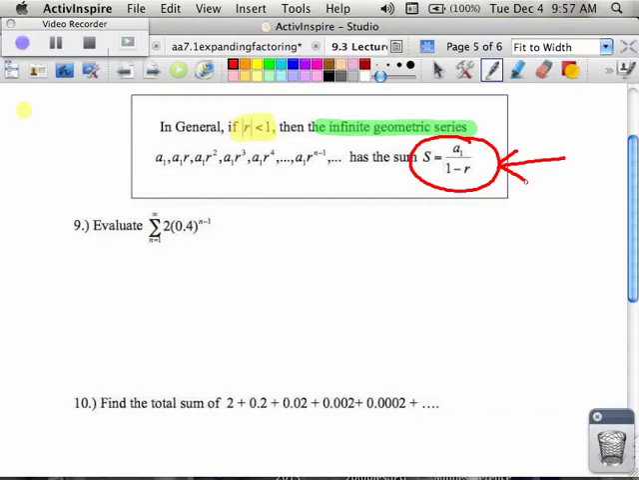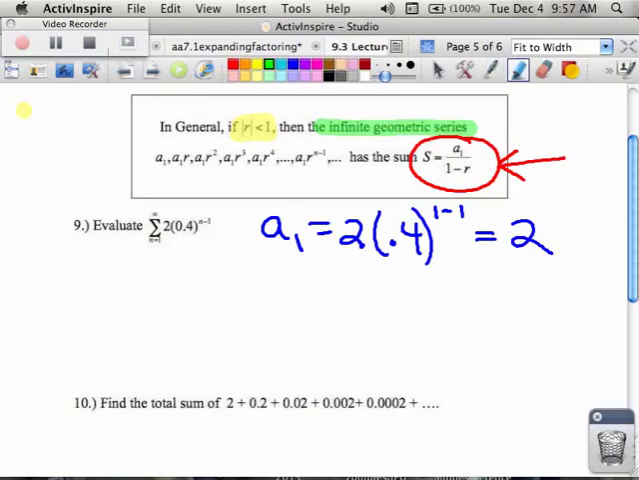So I need a couple things. I need my a sub 1 term, and I need my ratio. Looking at number 9, my a sub 1 term will be 2 times 0.4 to the, my counter starts at 1, so it would be to the 1 minus 1, or in other words, 2. So I found my first term. I noticed that in my series, my limit on the top of the series symbol, that sigma, is an infinity. That's how I know it's infinite. So I'm using this formula here.